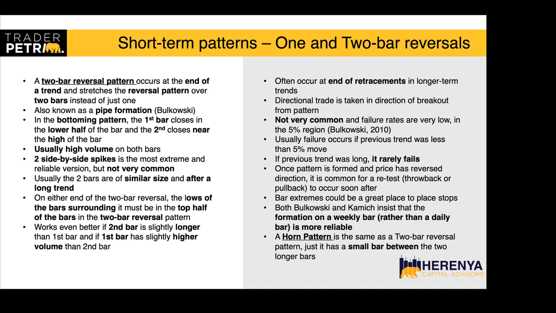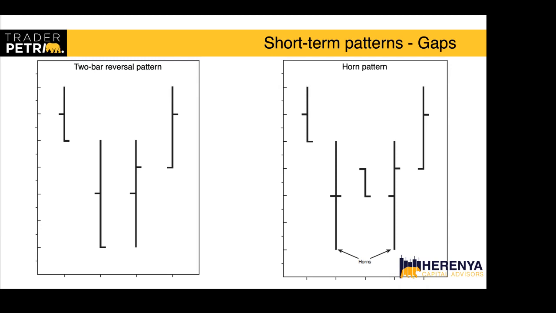And then a horn pattern is a variation of a 2-bar reversal pattern. It's basically exactly the same thing, just now there's a tiny little bar in between the two that separate them. So to give you an example, on the left we have a 2-bar reversal pattern. As you can see, on either end of the 2 bars there is a higher low, and in the 2 bars in the middle here, the one on the left closes at the low, and the one on the right closes near the high. Right?